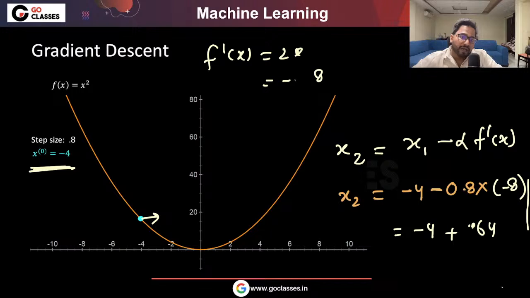Now if the alpha value is more, then you will be adding more. If the alpha value is less, then you will be adding less. That's the only difference. Understood? Okay, is this fine to everyone?